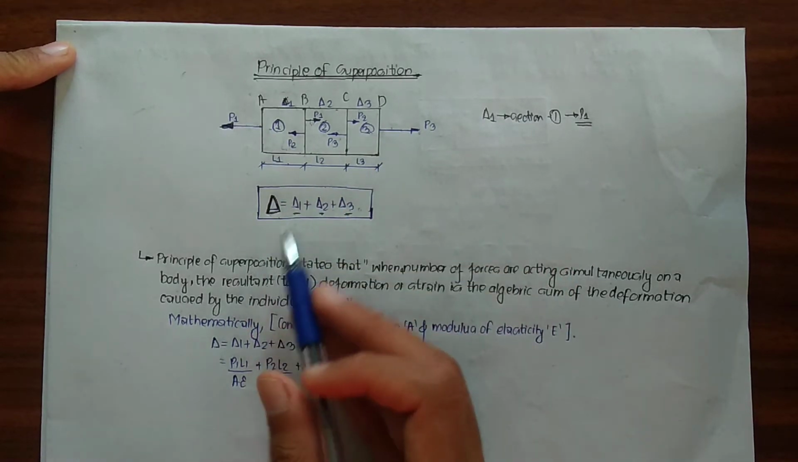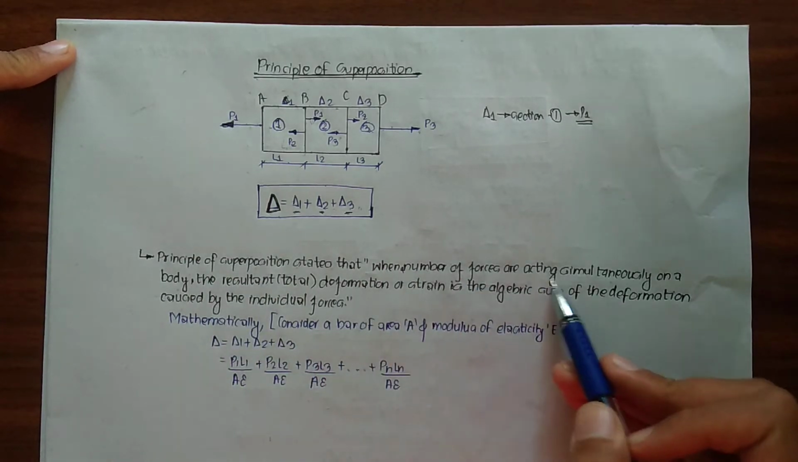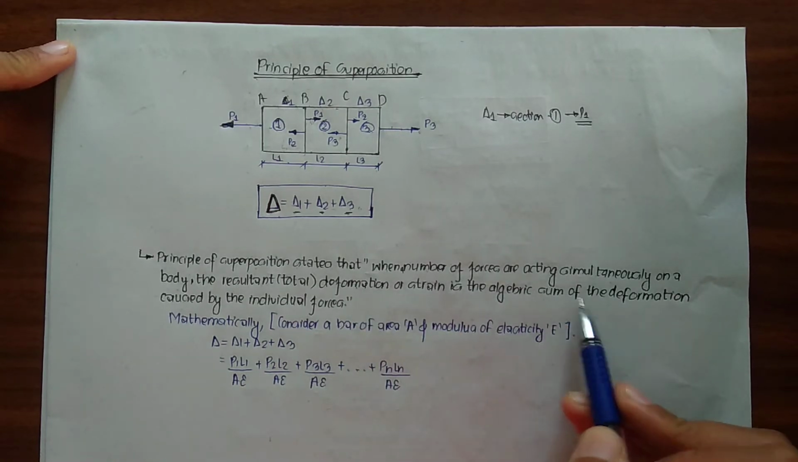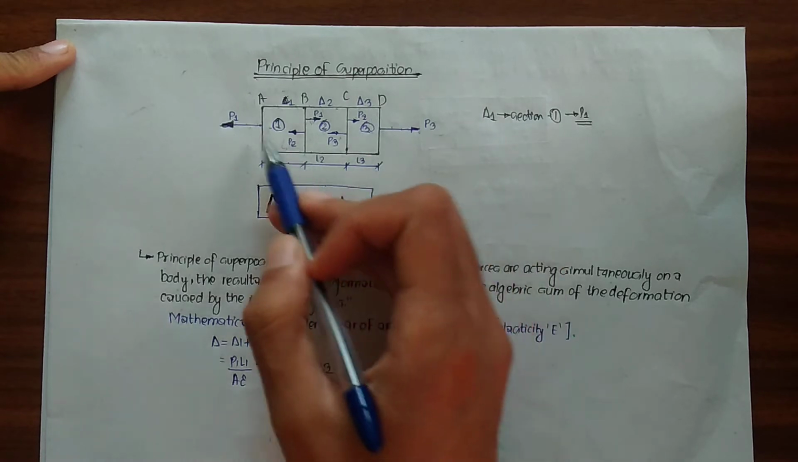Now for the statement of the principle of superposition. The principle of superposition states that when a number of forces are acting simultaneously on a body, the resultant total deformation or strain is the algebraic sum of the deformation caused by the individual forces. So this is what I basically said before.